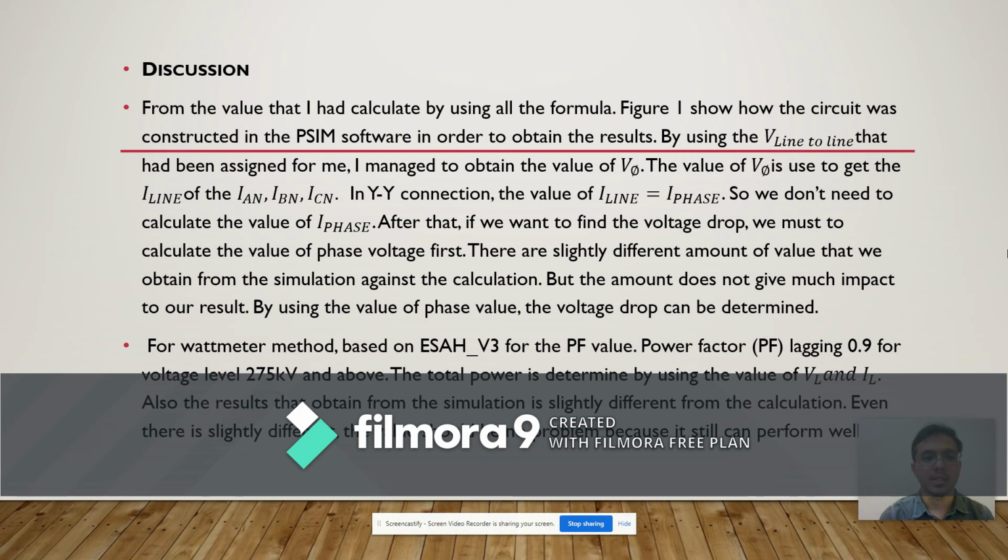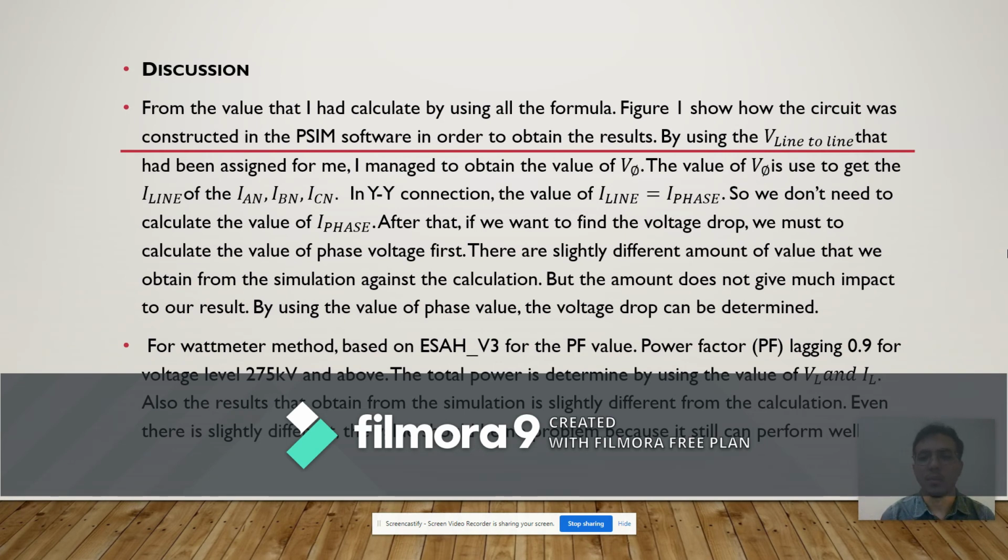Okay, for the discussion, from the value that I had calculated by using all the formula, figure 1 showed how the circuit was constructed in the PSIM software in order to obtain the results. By using the V line to line that had been assigned for me, I managed to obtain the value of V phase. The value of V phase is used to get the I line of the IAN, IBN, and ICN. In YY connection, the value of I line is equal to I phase actually.